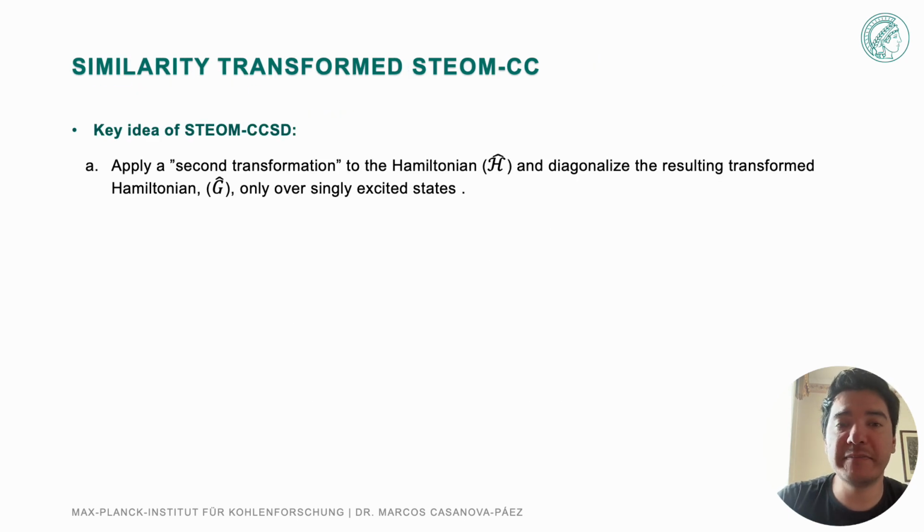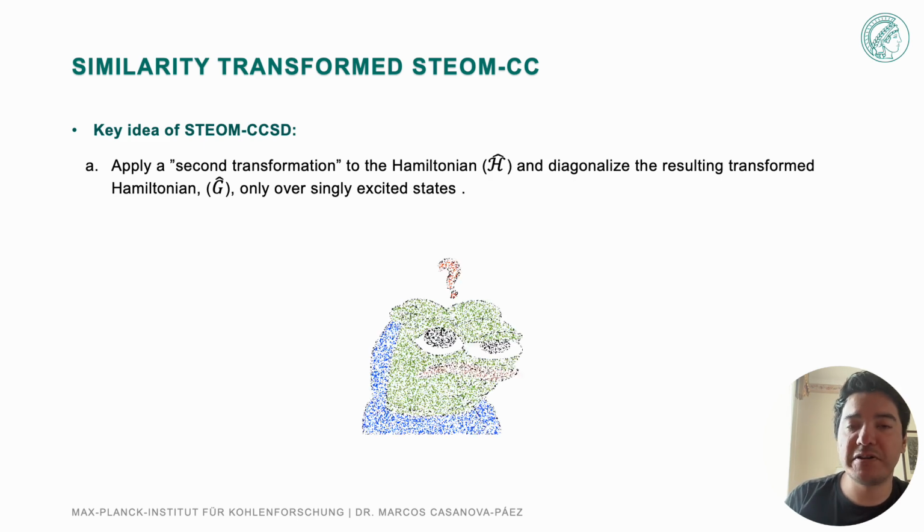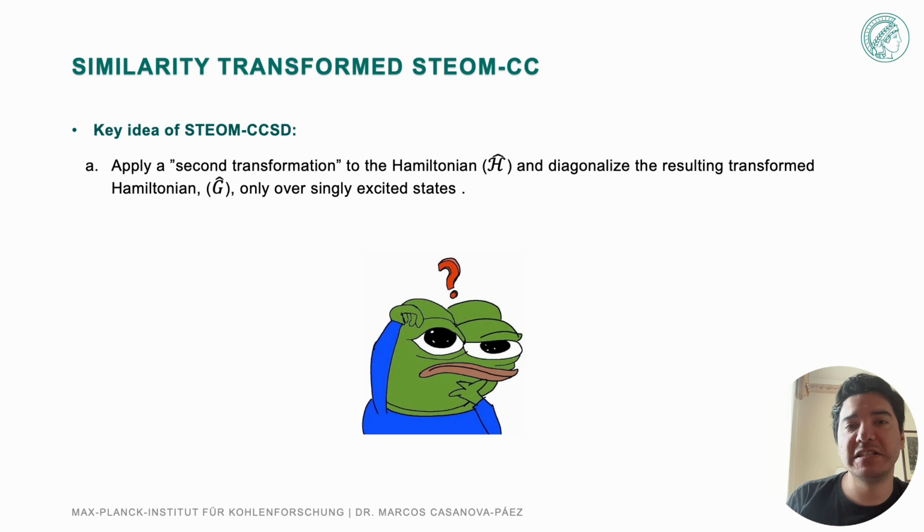And finally, the similarity transform equation of motion. The sentence here is actually a summary of the whole idea behind this method. And it says you have to apply a similarity transformation to your Hamiltonian H, and then you have to diagonalize this resulting transformed Hamiltonian G only over single excited states. I know it sounds very confusing, and actually the first time I saw this, I was pretty much like this. Like, what actually does this mean? But the idea is actually pretty simple.